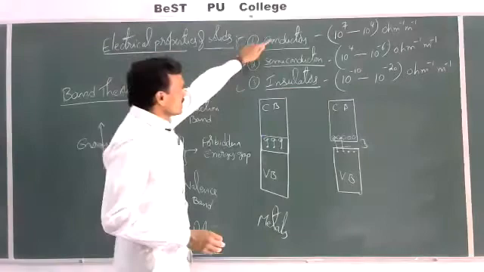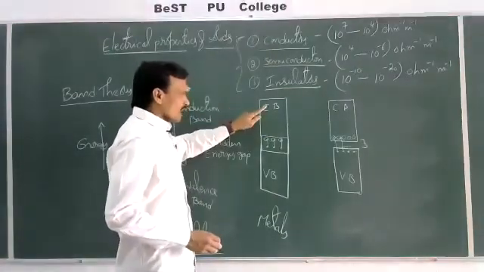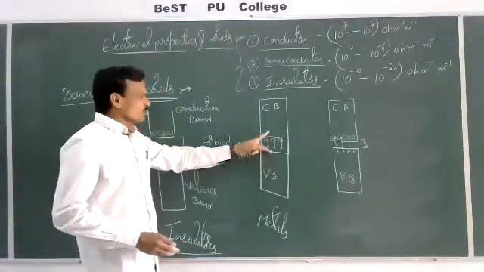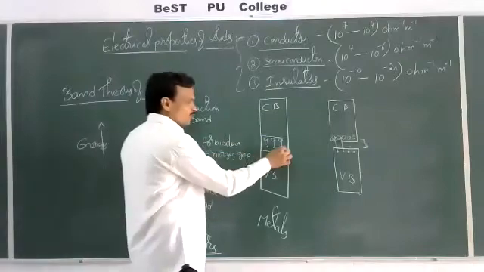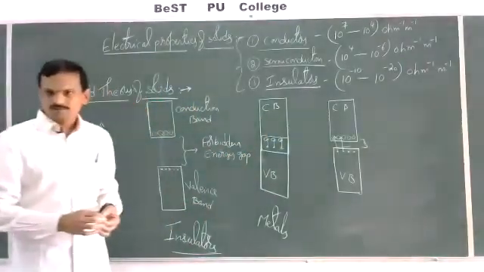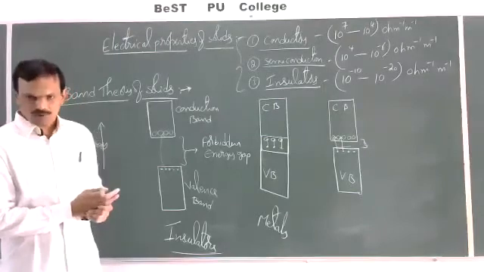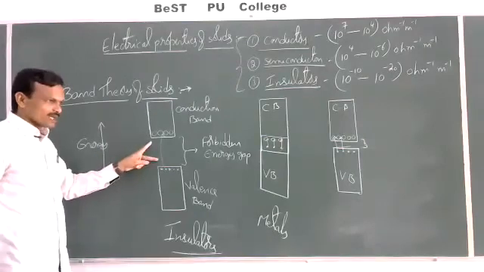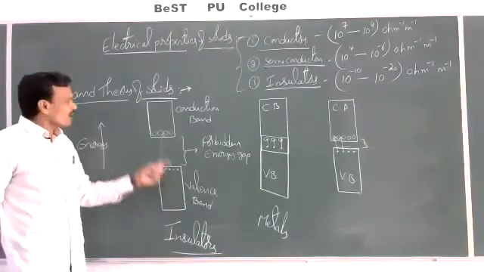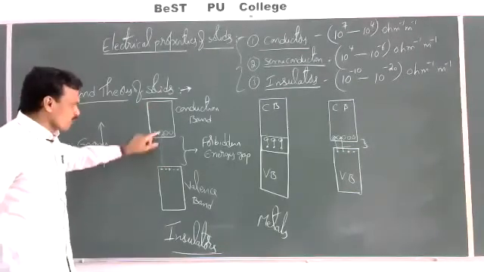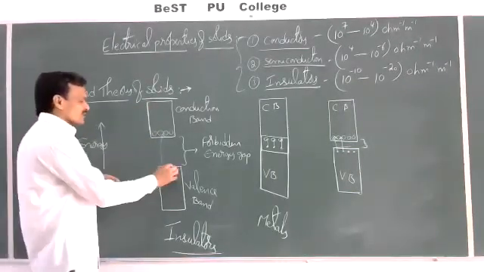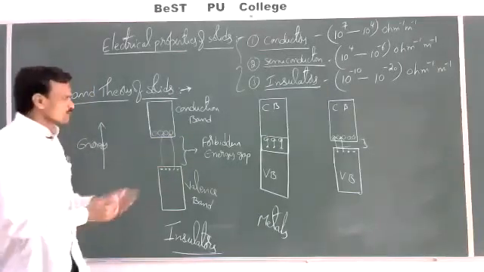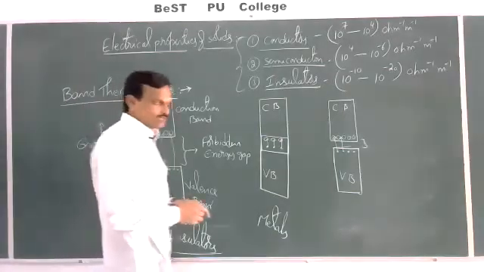So, in case of conductors, the higher unoccupied conduction band and the lower occupied valence band both overlap with each other. So, electrons can move freely from the valence band to the conduction band. That is, electrical conductivity is more. In case of insulators, the energy gap between the occupied valence band and unoccupied conduction band is more. As a result, electrons cannot move freely from the valence band to the conduction band. That's why these will not conduct electricity.